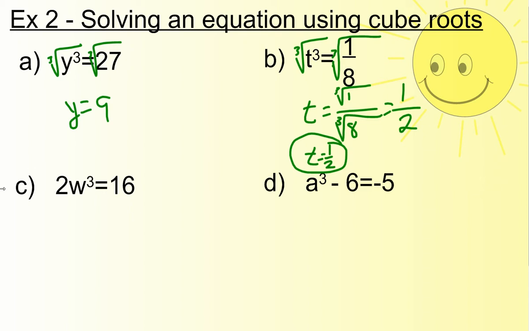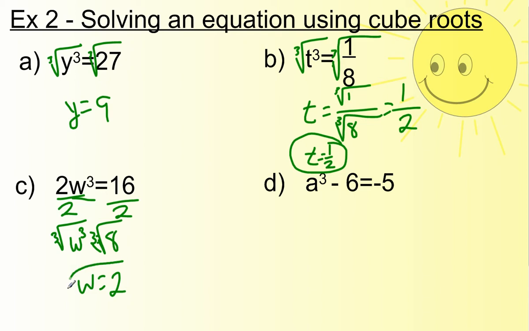Letter C. Just like before, we have to get this w cubed by itself before we can do a cube root. So we're going to get rid of the 2 by dividing by 2 on both sides. And w cubed equals 8. And if we cube root each side, w equals 2. Because we just did the cube root of 8 over here, it was 2. So the cube root of 8 here is still 2.